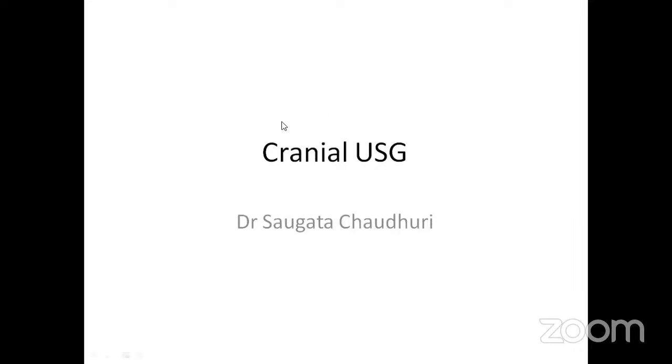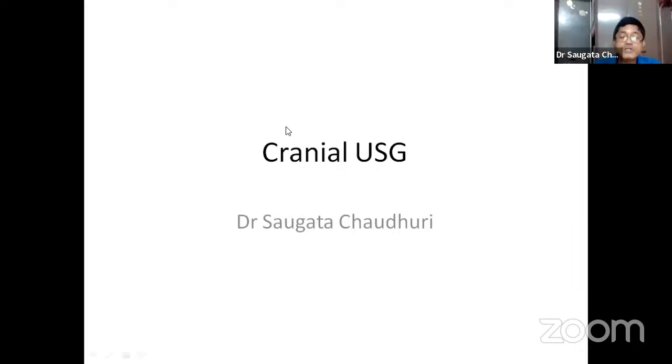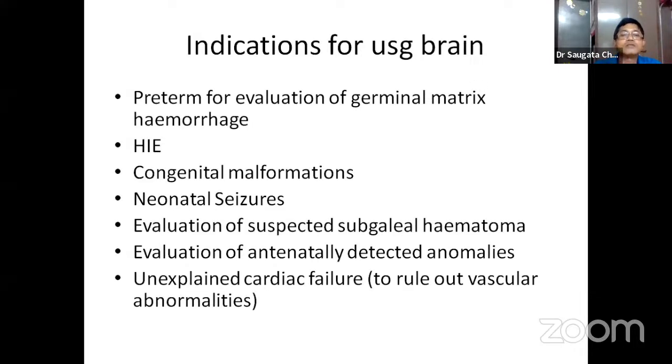and also germinal matrix hemorrhage. So routinely, all the ventilated babies, we have to do USG brain to exclude intracranial hemorrhage. Again, routinely, less than 32 weeks babies, as well as all the IUGR babies less than 1.5 kg, we must do USG brain to exclude the IVH.